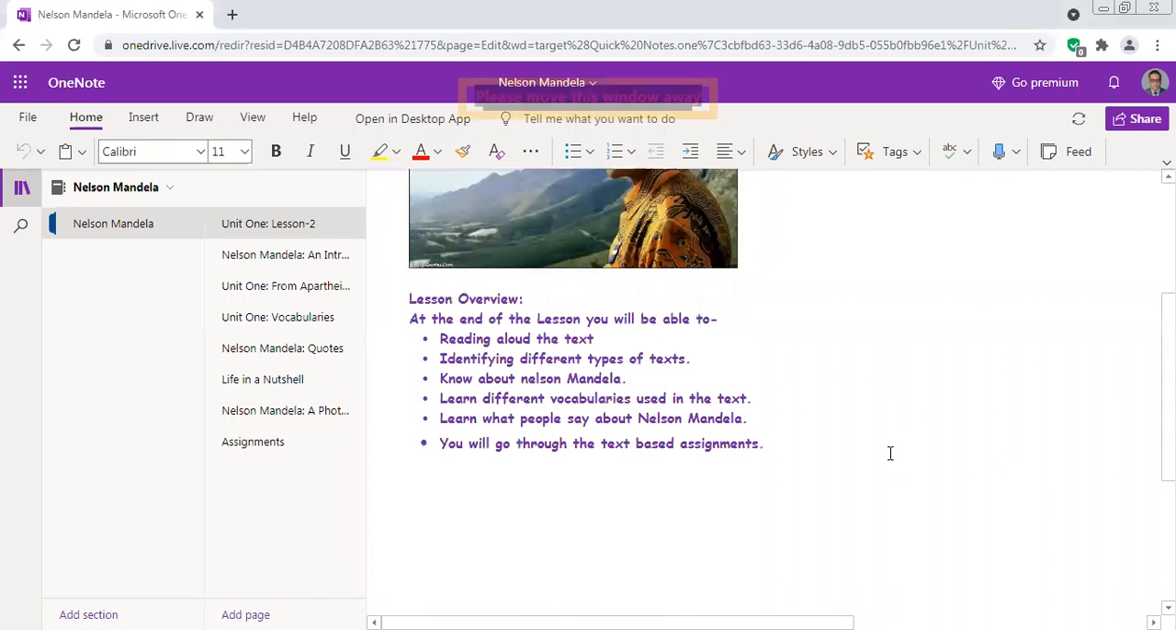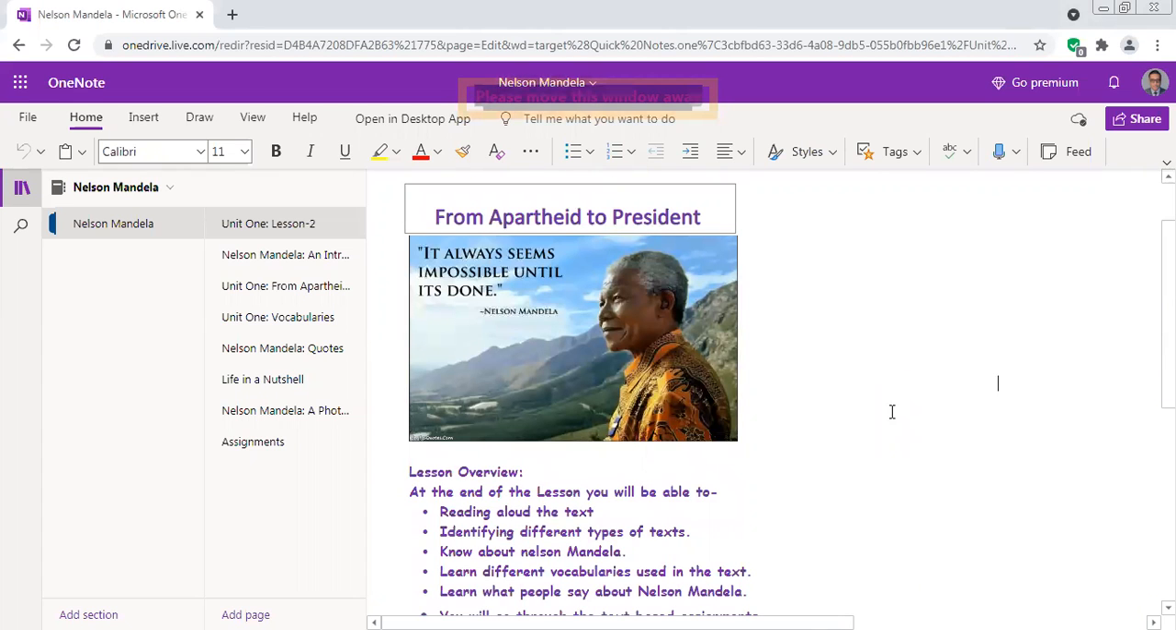The overview of the lesson is: after completing this lesson, you will be able to read aloud the text, identify different types of text, know about Nelson Mandela, learn different vocabulary used in the text, learn what people say about Nelson Mandela, and go through the text-based assignments. So these are today's assignments.